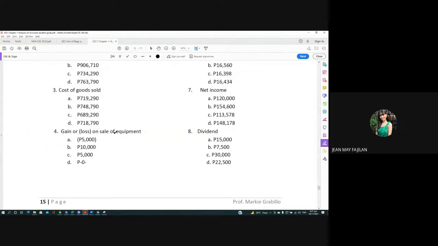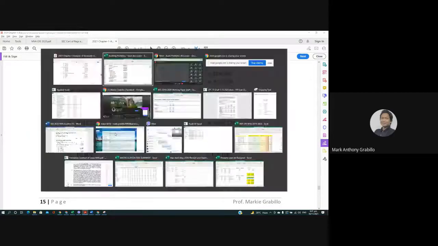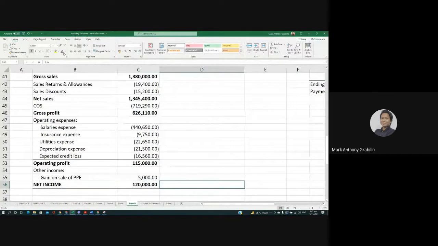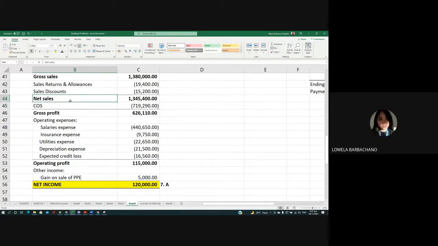So meron po ba dito 120,000 sa number 7? Letter A. Yes. So answer for number 7 is letter A. So net income is 120,000 pesos. So kaya-kaya na po ba sagutan? Madali lang po, di ba? Madali lang naman, class, for the analysis of accounts. Tama po ba? Okay, so madaling-madali lang.